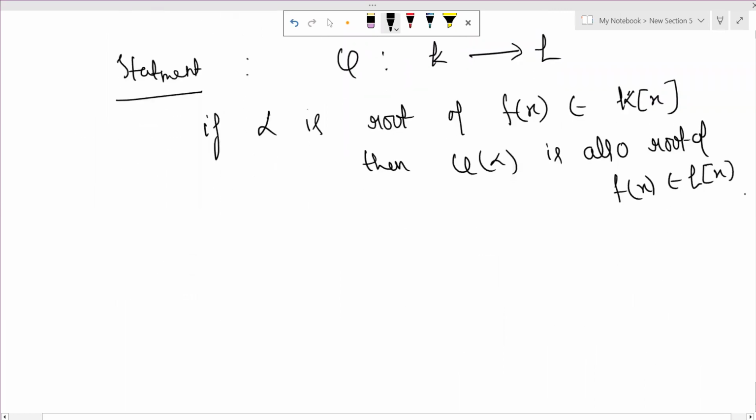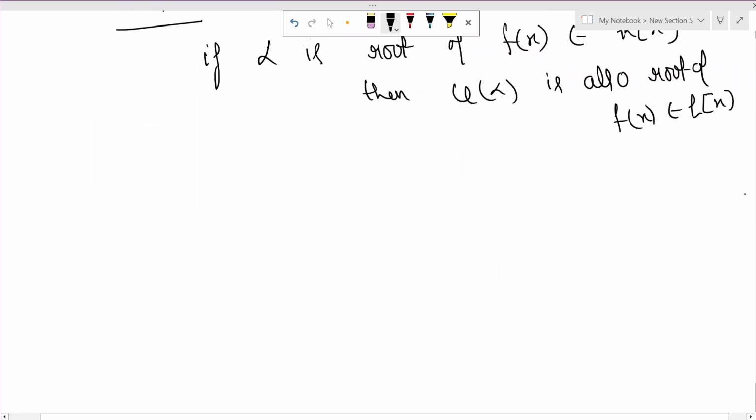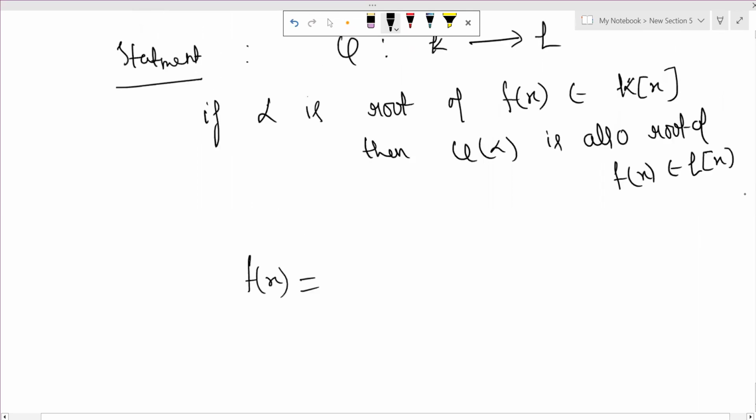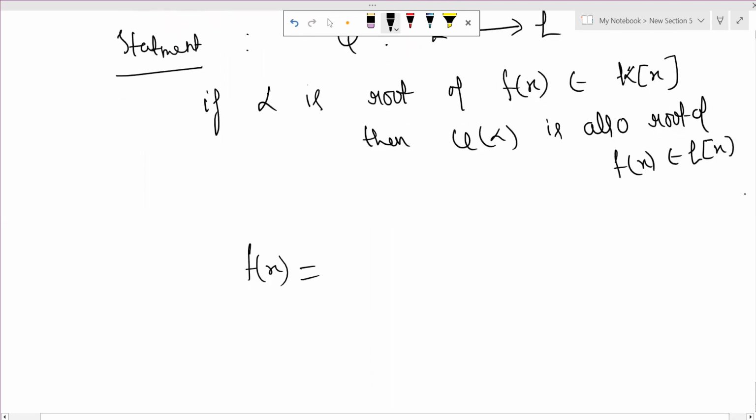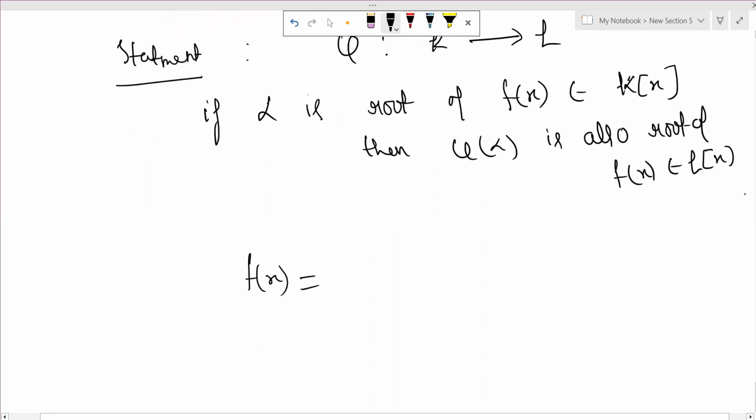So what is the meaning of this? How will you prove this? Alpha is a root of f(x), so f(x) is a minimal polynomial for alpha, and f(x) belongs to Q[x]. Then phi(alpha) is also a root of f(x) belonging to Q[x], which is inside L[x].